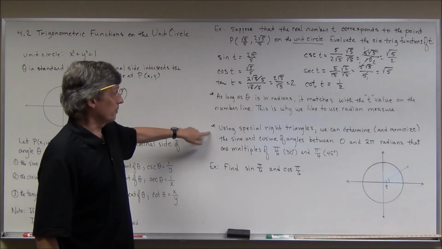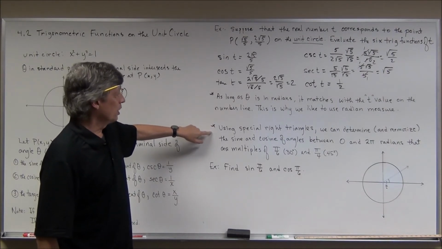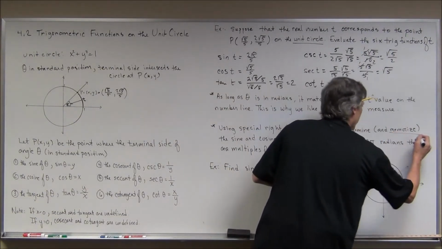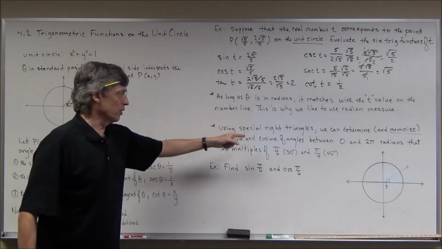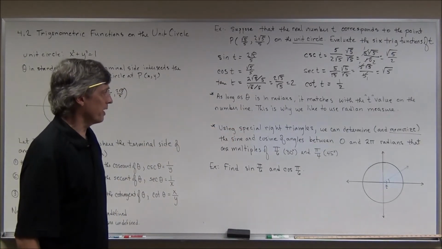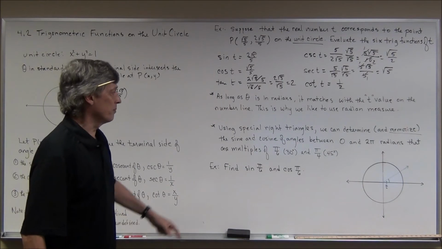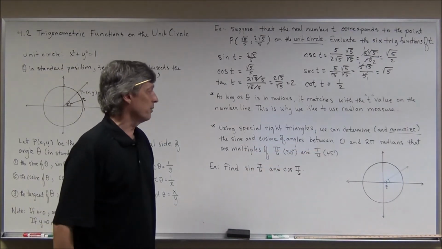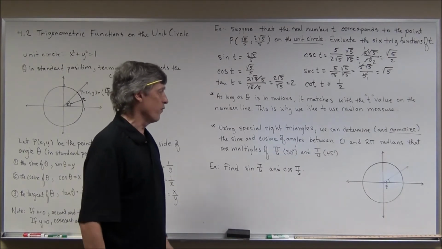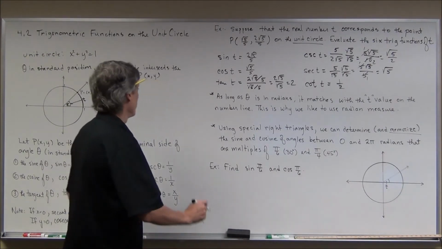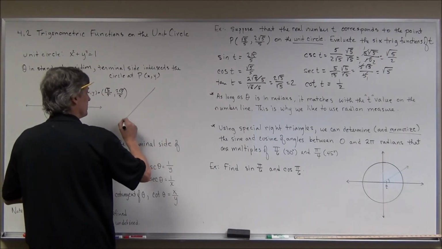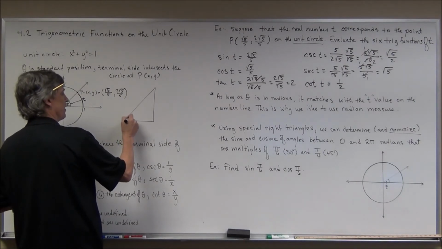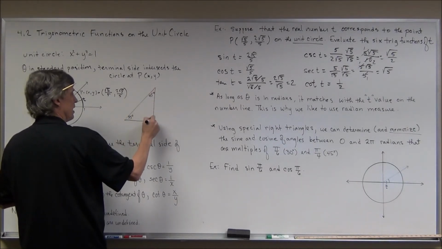Okay? Now, here's where it gets fun. Using special right triangles, we can determine and memorize the sines and cosines of angles between 0 and 2 pi radians that are either multiples of pi over 6 and pi over 4, 30 degrees and 45 degrees, because we can set up 30, 60, 90 and 45, 45, 90 right triangles. Remember, if you have a 30, 60, 90, and this isn't going to be drawn very well, that looks more like a 4. Let's make this one the 45, 45, 90.